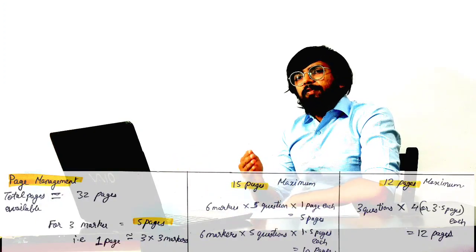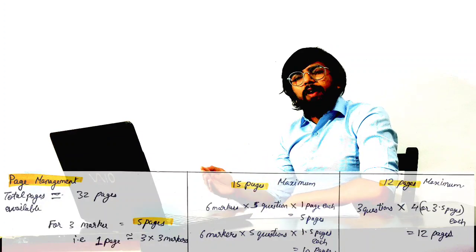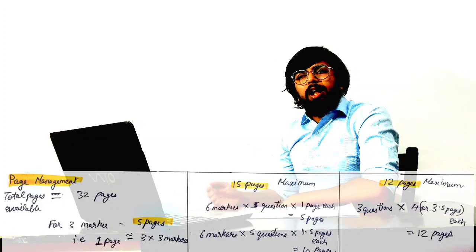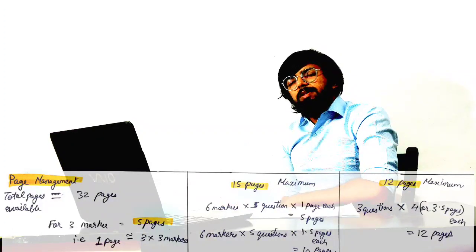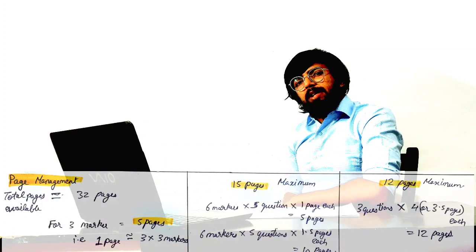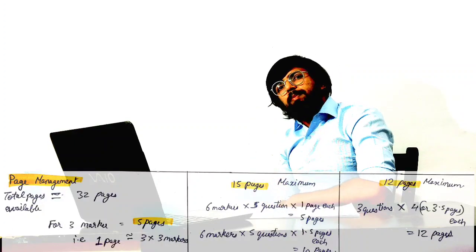So if you write 5 6-markers on one page each, it accounts to 5 pages, and if the other 5 account for 1.5 pages each, then it will count 10 pages. So in total, for writing 6-markers, you will require 15 pages. So till now the total page management that we have is 5 pages for 3-markers and 15 pages for 6-markers.